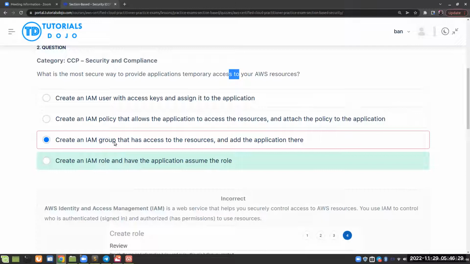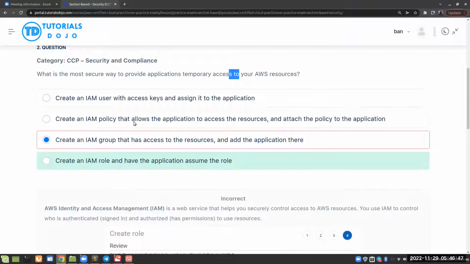You want to grant, let's say, a policy to many users. Rather than assigning it to individual users, what you do is you create a group, put all of them in that group, and then apply the policy on that group, and then everyone will inherit it, right?